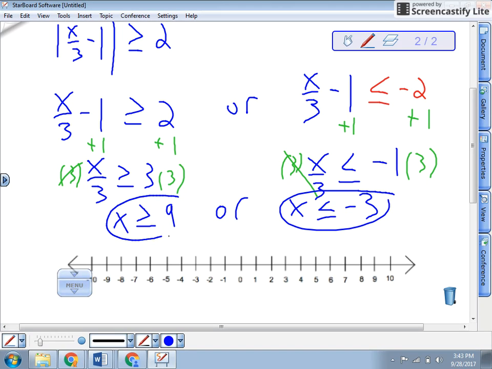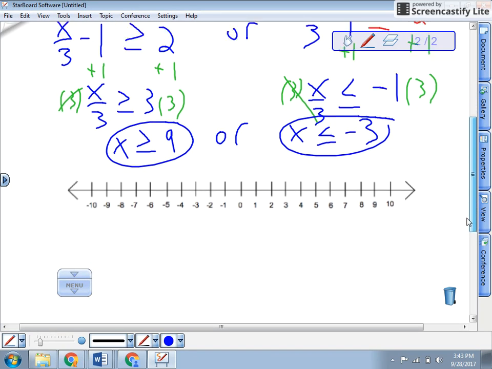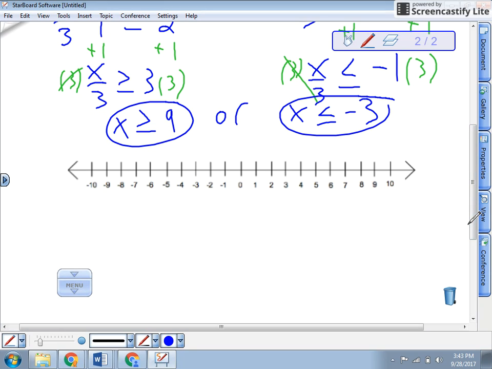Now let's graph those and see what it looks like. It's less than or equal to, so we're going to have brackets. I'll do the 9 first. I'll put a point at 9 right here. It's greater than or equal to 9, so I'm going to do it underneath here so we can have an idea where this graph goes. That goes that way.